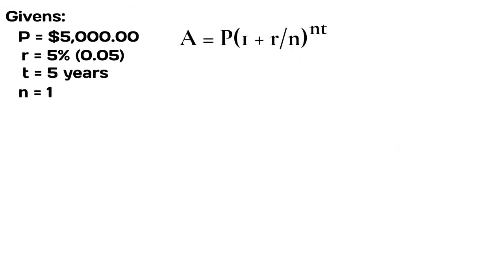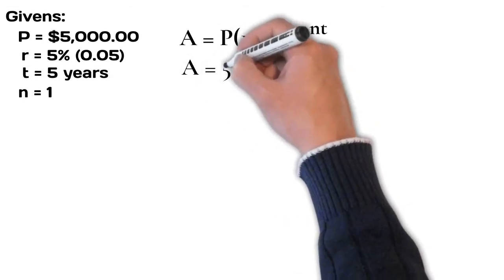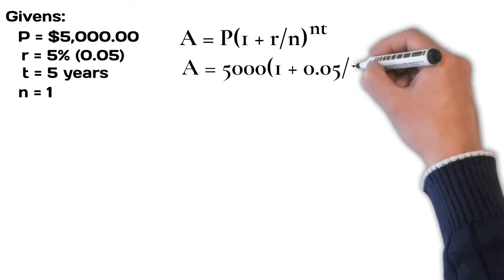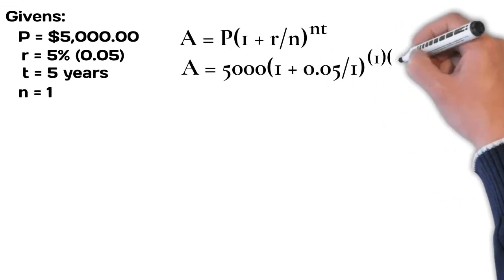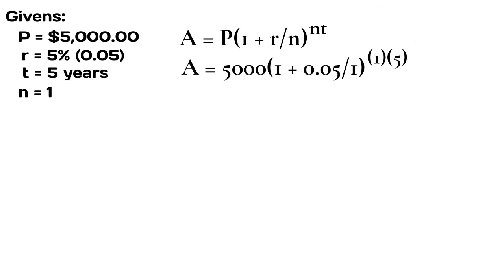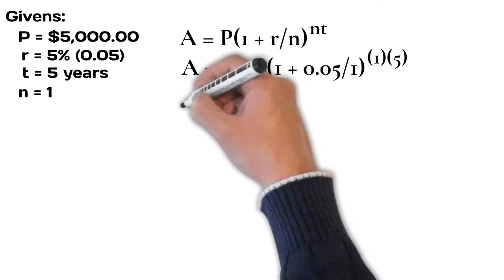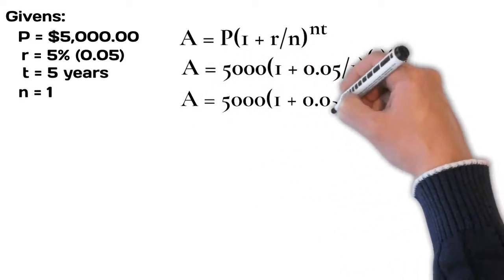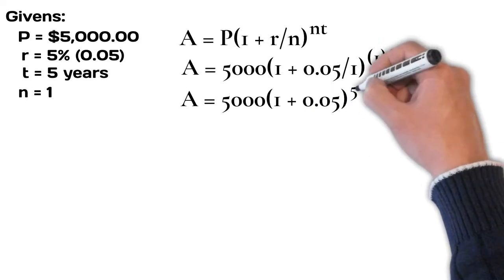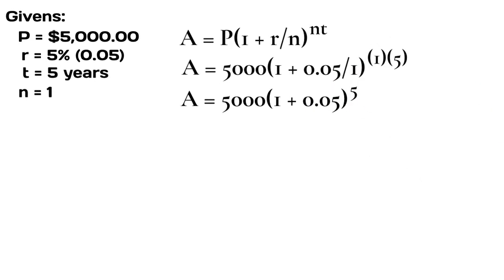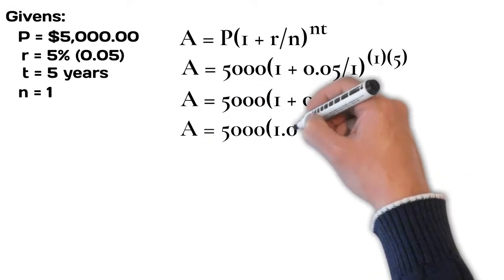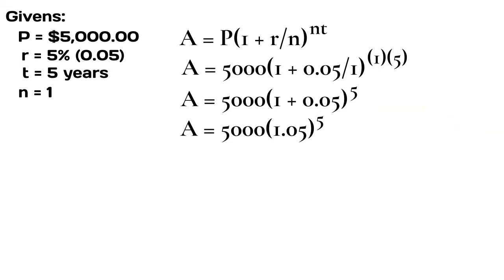Substituting our given values, we get A is equal to 5,000, open bracket, 1 plus 0.05 over 1, close bracket, raised to the power of 1 times 5. This gives 5,000, open bracket, 1 plus 0.05, close bracket, raised to the 5th power. This gives 5,000, open bracket, 1.05, close bracket, raised to the 5th power.